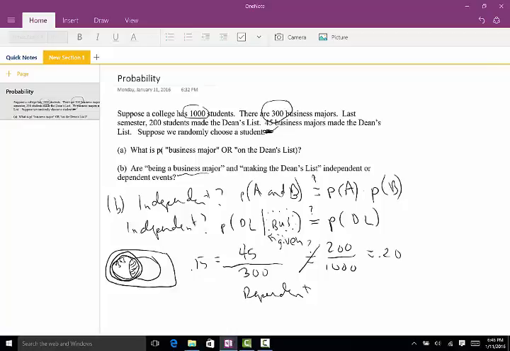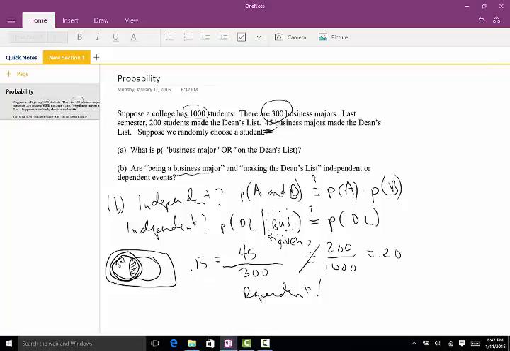Not knowing anything about the student's major, there was a 20% chance that they made the Dean's List. Now that we know that they're a business major, there's only a 15% chance. Those business professors are tough graders. That's really the idea of independent events.